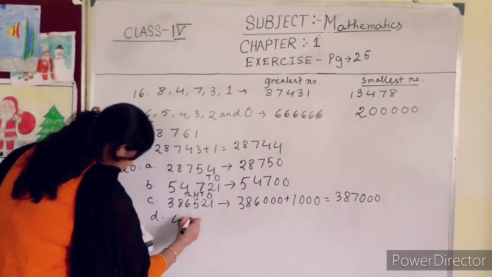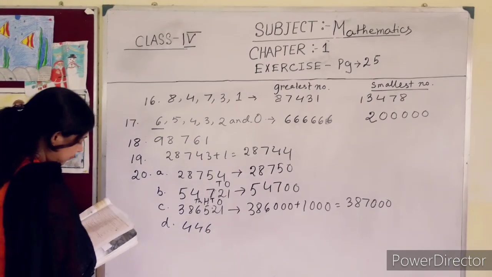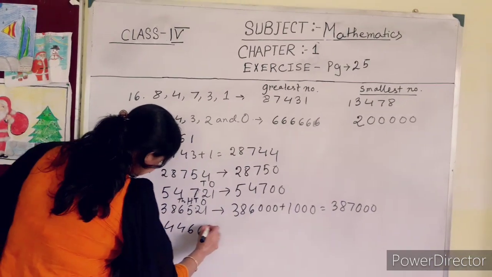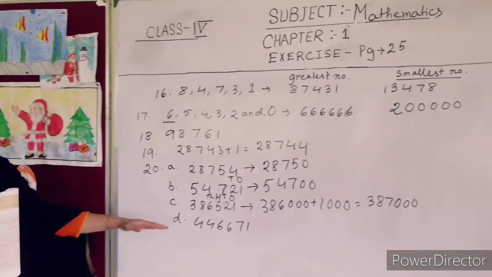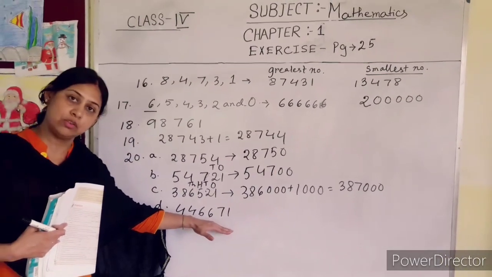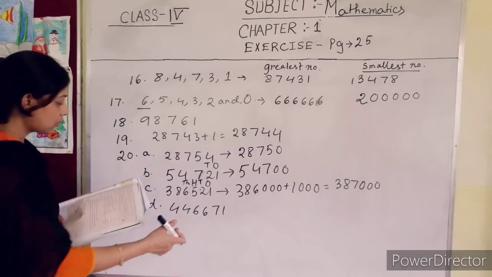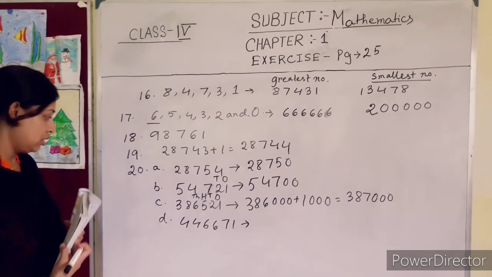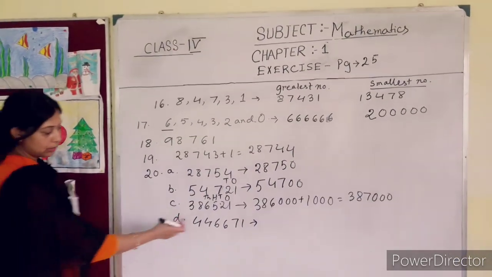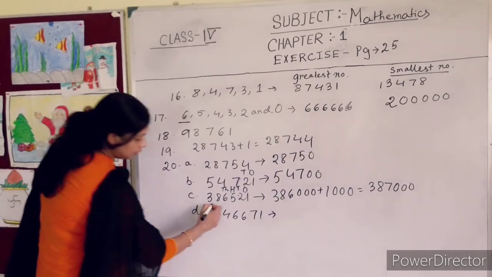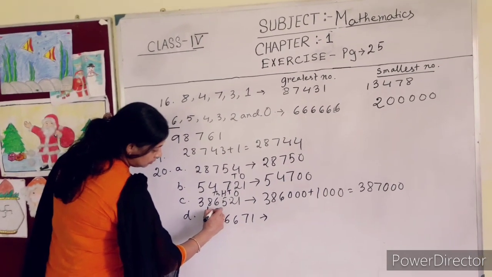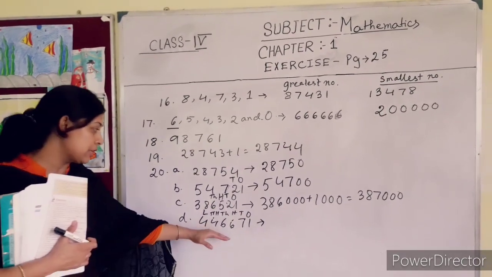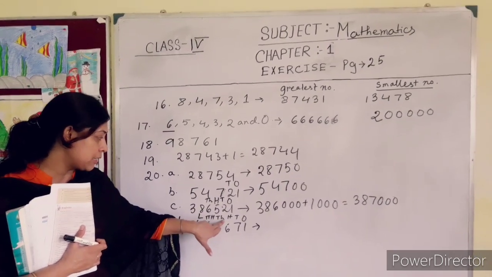Now D. 4,46,671. Round to the nearest 10,000. So which one is present in the 10,000 place? First you write down 10,000, 1,000, 100, tens, 1. So which digit is present in the 1,000 place? 6 is present in the 1,000 place.